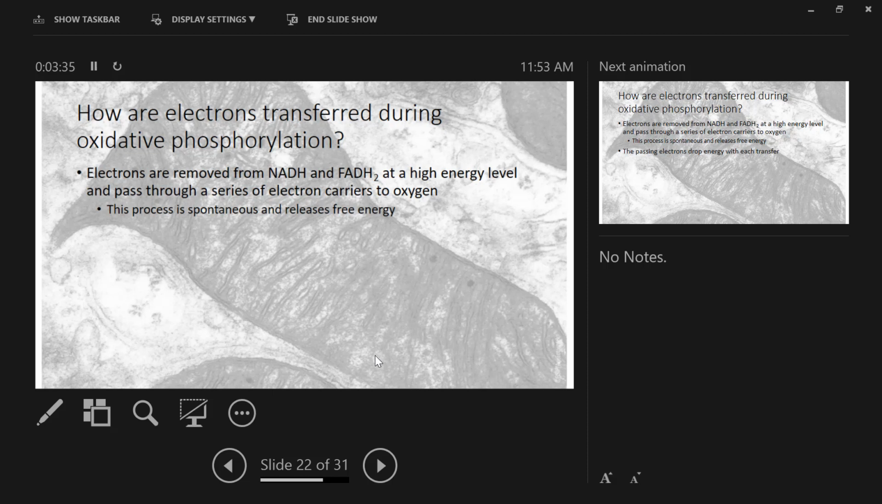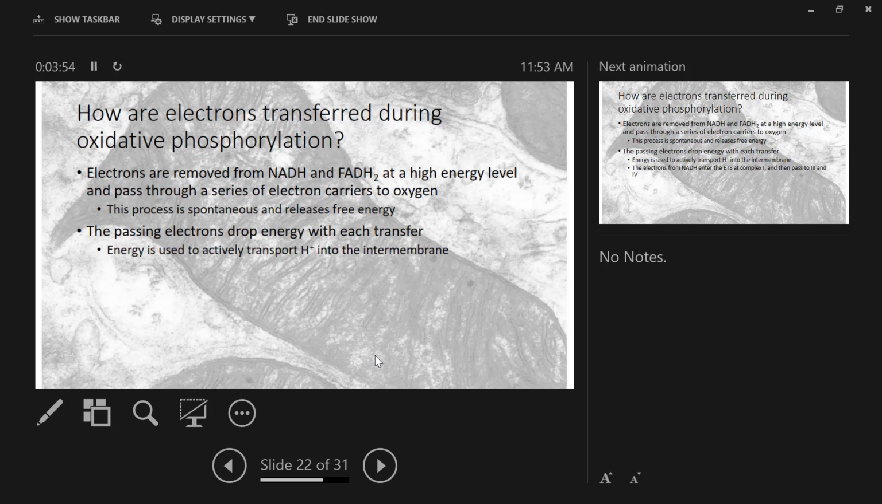But you can use anything to fuel active transport. It doesn't have to be ATP, right? You just need energy in order to fuel it, because it's not fueled by diffusion. It's not fueled by a concentration gradient. And so as these electrons drop and they release free energy, that energy is used to actively transport hydrogen ions into the inner membrane space.